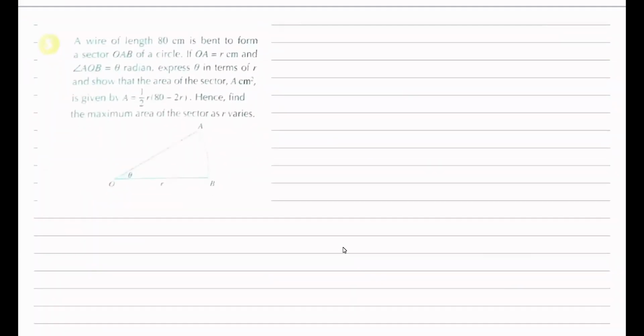Let's try this question. A wire of length 80 cm. This is question 5. A wire of length 80 cm is bent to form a sector OAB of a circle. A sector is like a slice of pizza or a slice of watermelon.